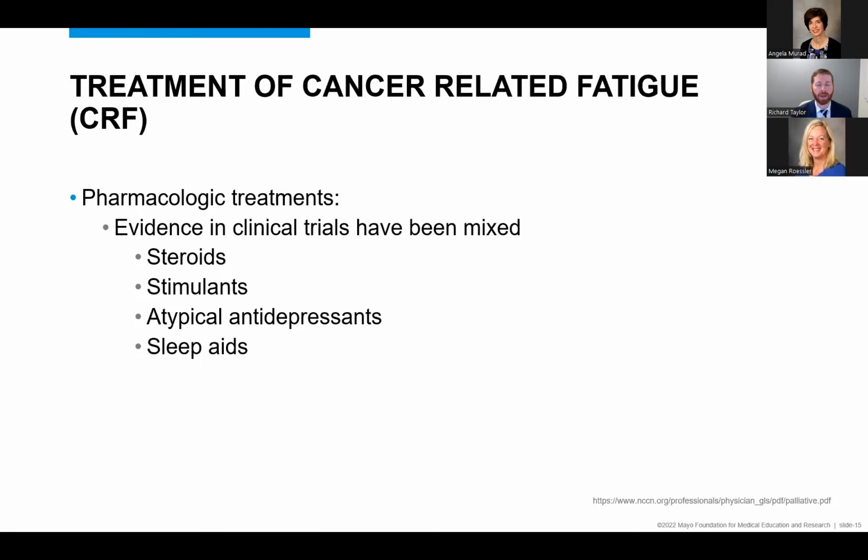But if we can't, and we have to move on towards medications, then sometimes we use a short course of steroids. Sometimes we use stimulants, so like a stronger cup of coffee almost, right? And then there are some atypical antidepressants that may be helpful. And then if insomnia is part of the reason why we're having issues with fatigue, then we use sleep aids. And also, as I mentioned in the previous slide, sometimes cognitive behavioral therapy can be really helpful for insomnia.